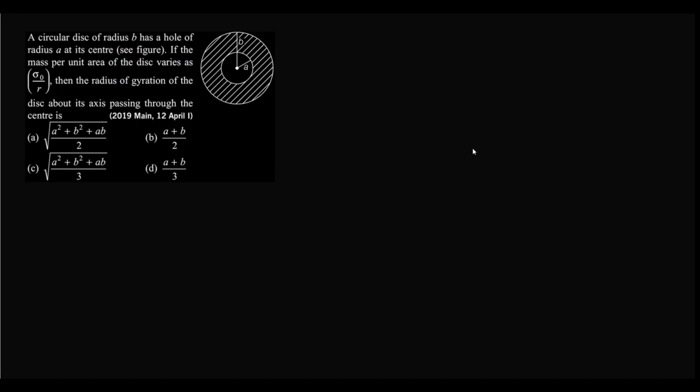Basically, radius of gyration is k. We have to find this k, and the formula is the moment of inertia is equal to mk square. So we have to find k from this, but right now we have to find the moment of inertia of this disk first. Now we can't simply use the formula of an annular disk, since the mass is varying inversely to the radius, which is given here. This is the density. So first we have to find the inertia.